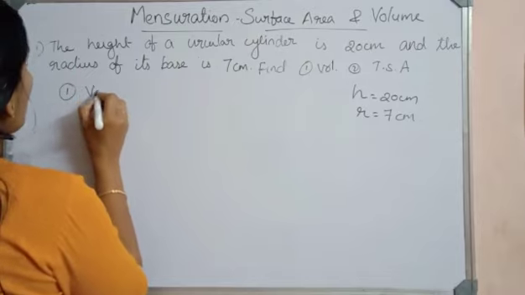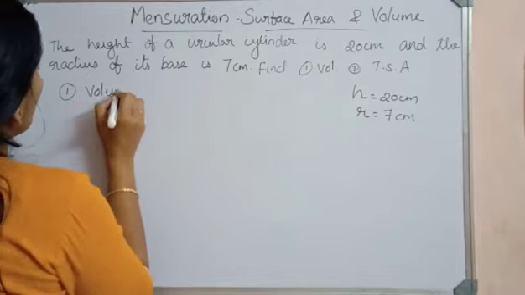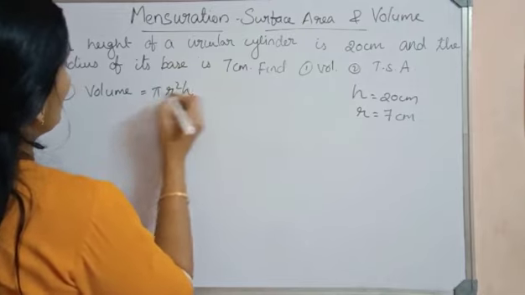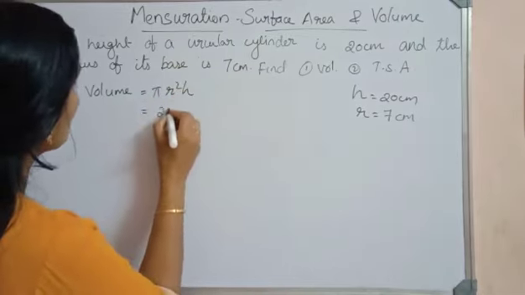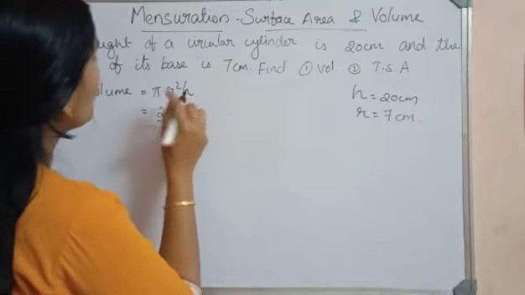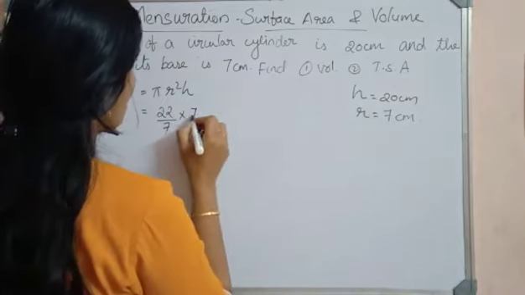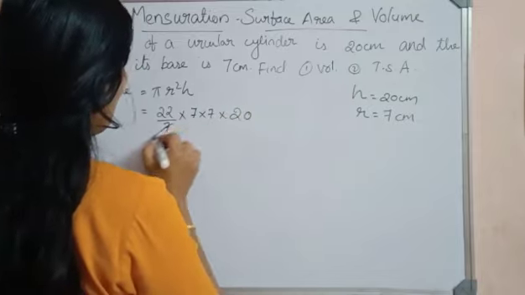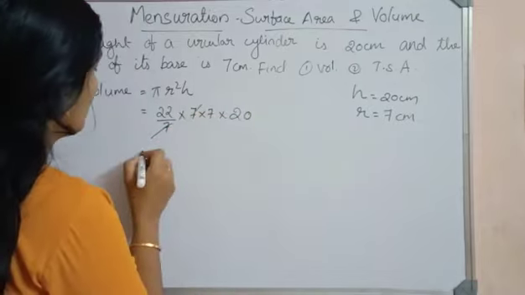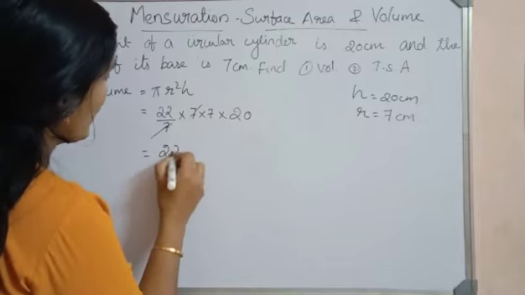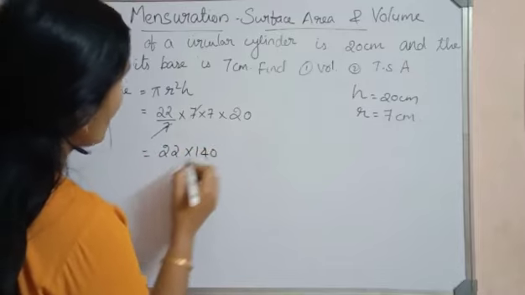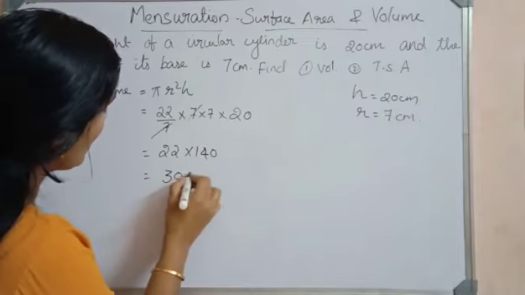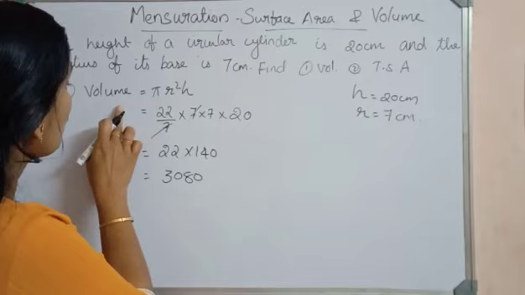The first part of the question is to find its volume. So the formula to find the volume is equal to pi r square h. Here the value of pi is 22 by 7 into r is 7, 7 into 7 into height is 20 centimeters. So when you cancel these two, this is equal to 22 into 140, and this gives you the value as 3080.